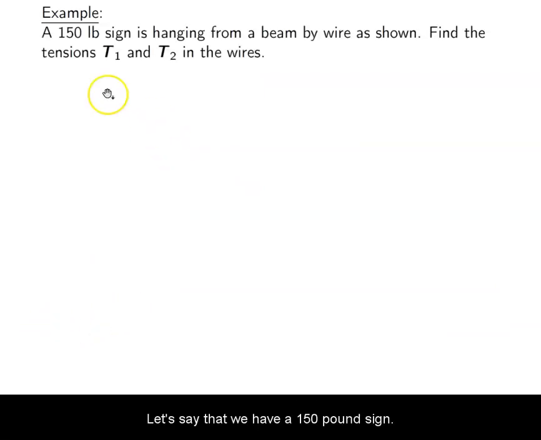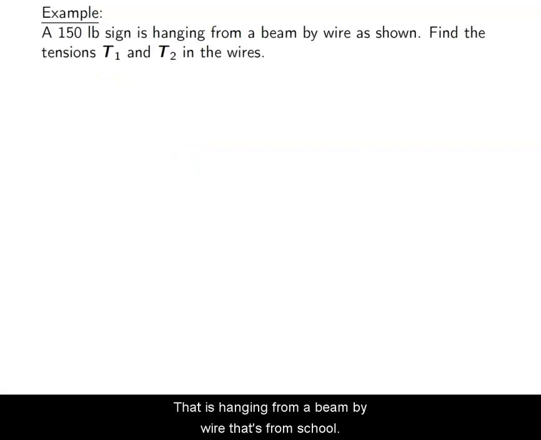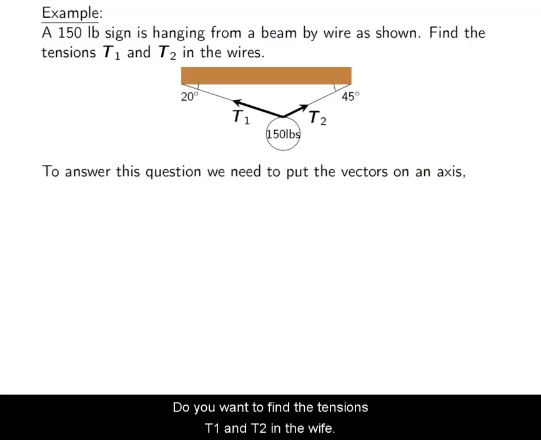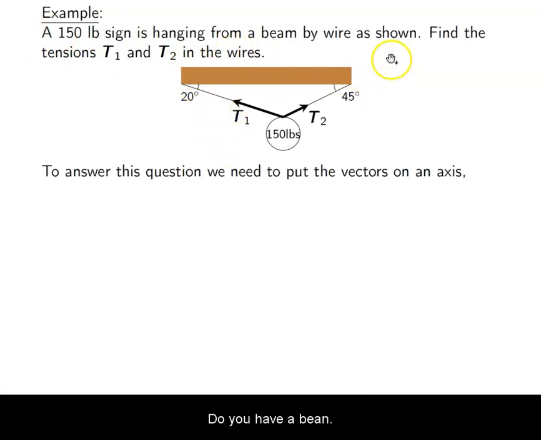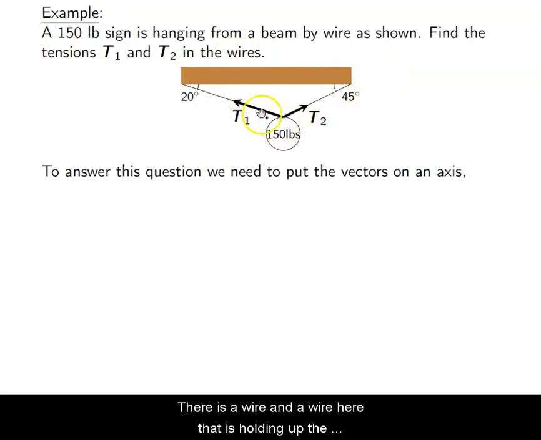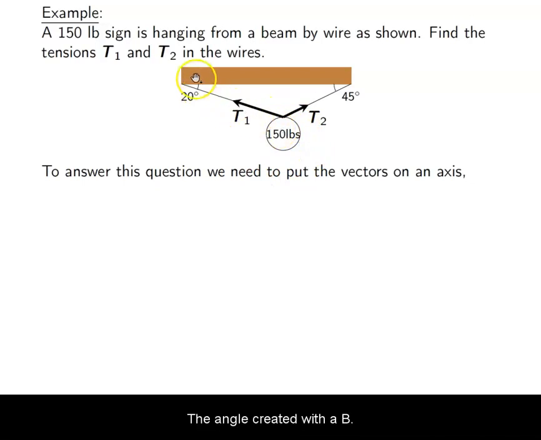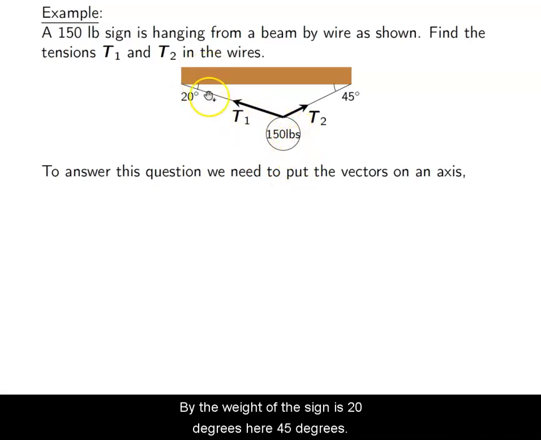Okay, so let's say that we have a 150-pound sign that is hanging from a beam by a wire, as shown below, which we'll see in a second. We want to find the tensions T1 and T2 in the wires. So we have a beam. There is a wire here and a wire here that is holding up a sign that weighs 150 pounds. The angle created with the beam by the weight of the sign is 20 degrees here, 45 degrees here.